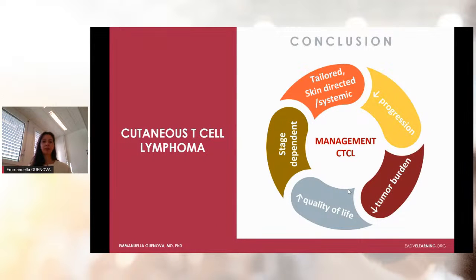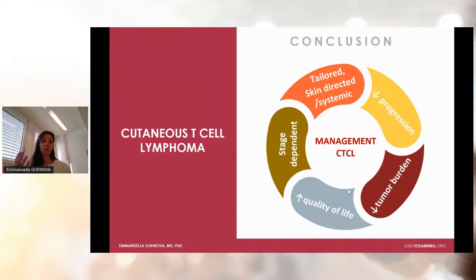To summarize, cutaneous lymphoma is a large group of diseases. The most common ones are mycosis fungoides and Sézary syndrome. Especially mycosis fungoides is a disease that has many different stages and may have a very good prognosis. Progression may be slow, so treatment is stage dependent. The goal is to choose either expectant policy or tailored, skin-directed or systemic therapy to meet the goal.